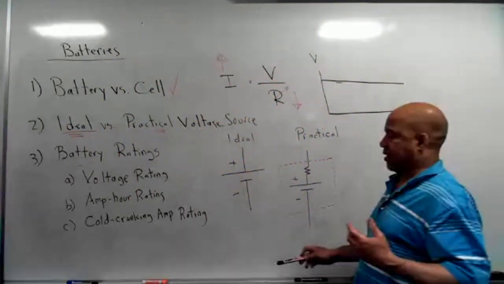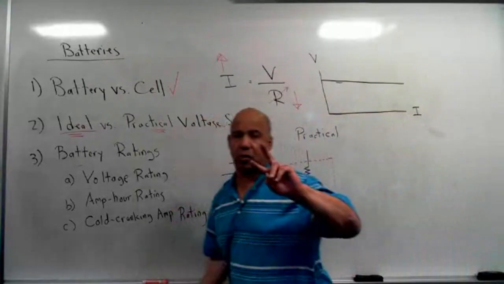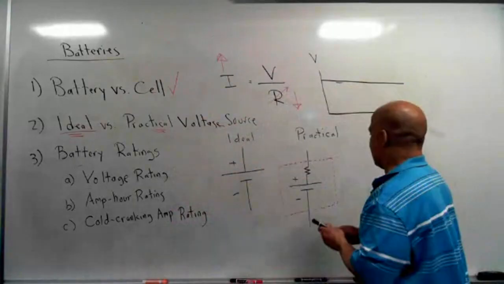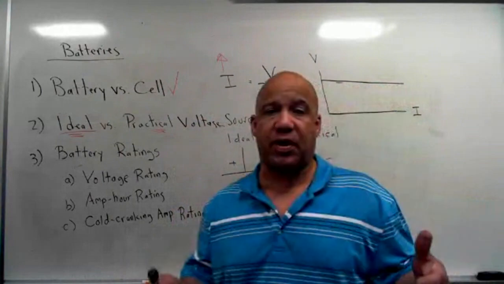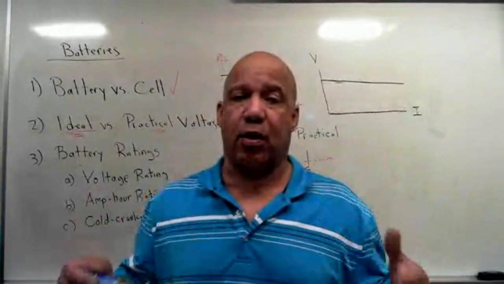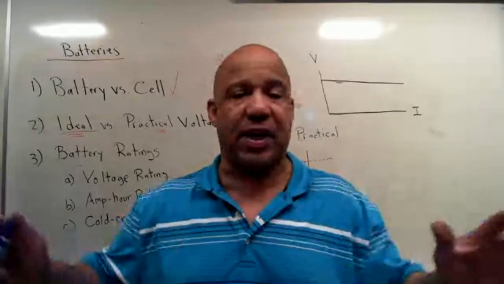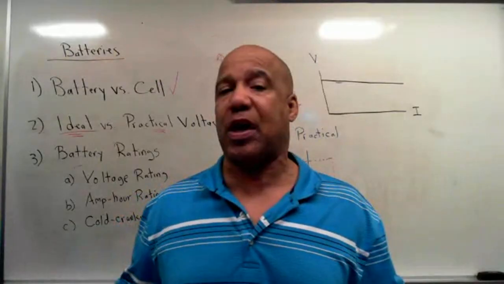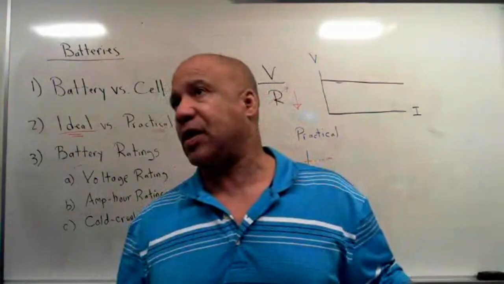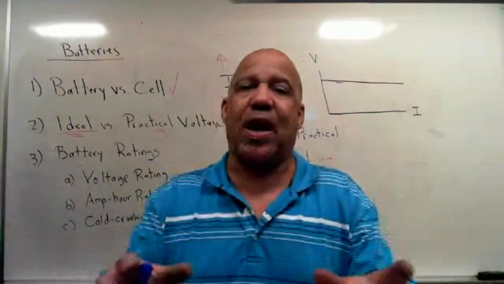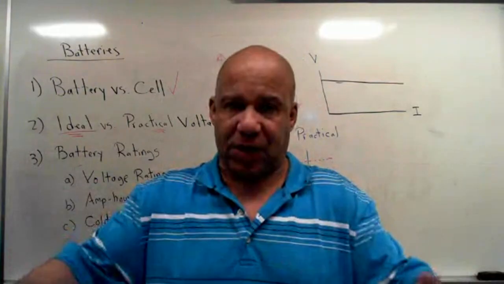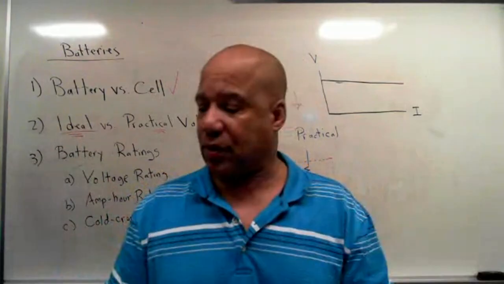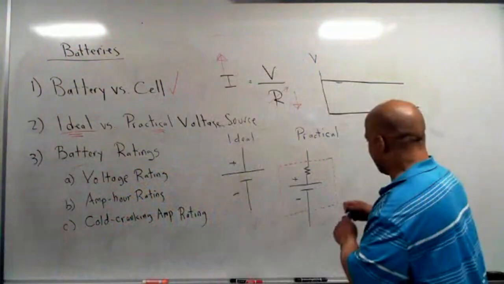Now, the practical voltage source consists of two components. It consists of the voltage producing part of it. That's the part of the cell or battery that separates the charge. However that's done, in the battery it's done through electrochemical action, and in the generator it's done electromechanically. Some kind of way we're separating plus and minus charge to create voltage. So that's what this represents. That's the V part of it.